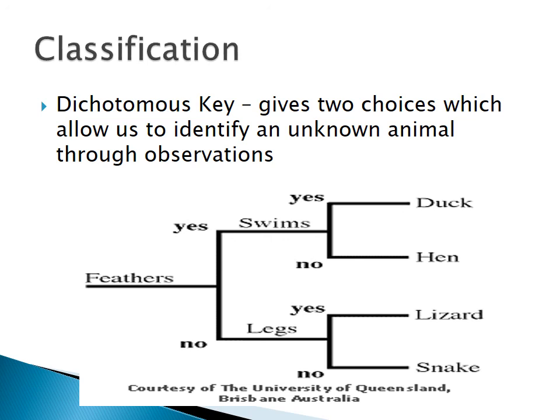For instance, are there feathers? Yes is one way, no is another way. If the answer to feathers is yes, does it swim? Yes or no? This is one of the ways that we can determine an unknown organism.